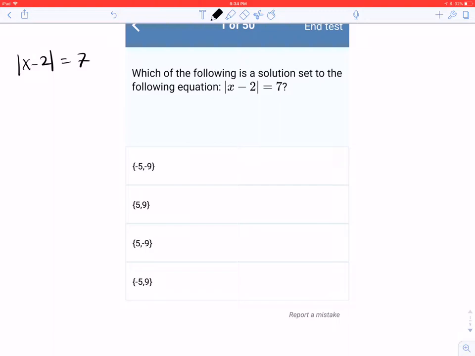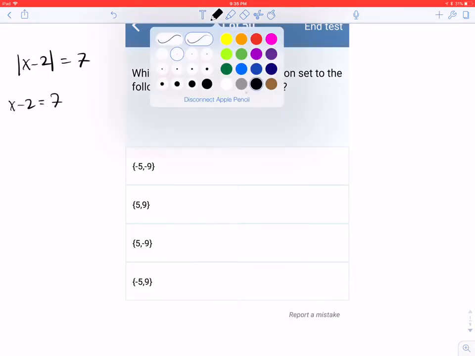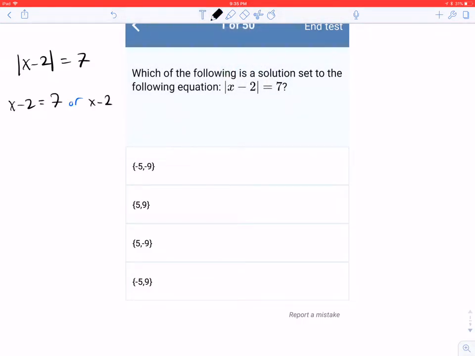So now, when I'm solving absolute value equations, I usually do it in the following way. Once you isolate the absolute value, what we're saying is that either x minus 2 equals 7, or x minus 2 equals negative 7. This is the way I do absolute values. I'll show you a common error that people make when solving absolute values.